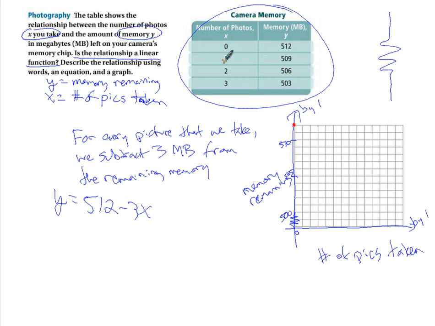Then I have 1, comma, 509. So I go over from the origin, I go over 1 to the right, and then up to 509, which is right there. Then I have 2, comma, 506. So from the origin, I always go from the origin. I go over to the right 2, and then up to 506, which is right there. Then I have 3, comma, 503. So over 1, 2, 3, and then up to 503. Here is 500, 501, 502, 503.